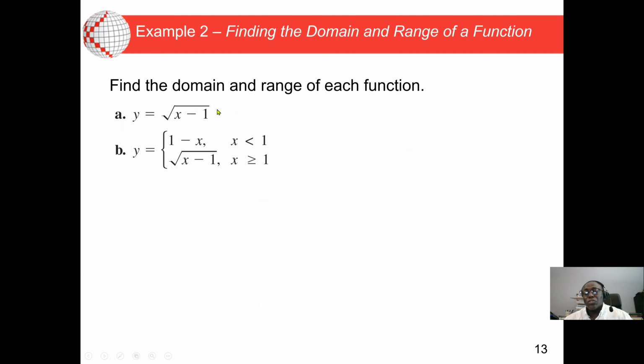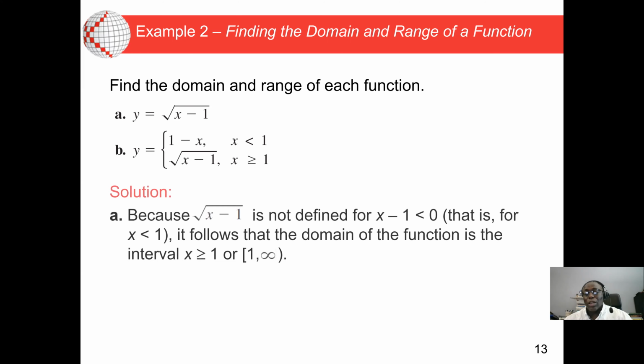So yeah, they say we should find the domain and range of each of these functions. So y equals the square root of x minus 1. Now, we also cannot have a square root of a negative value. So from this equation, I will say the set of x domain values will be any value that is at least 1, because the square root of 0 is 0.